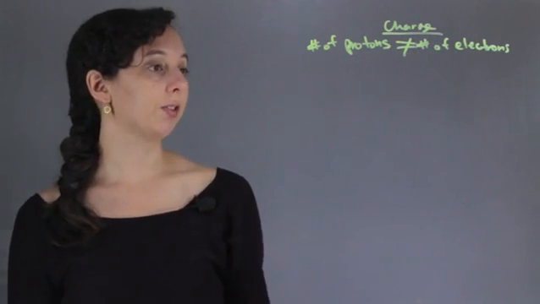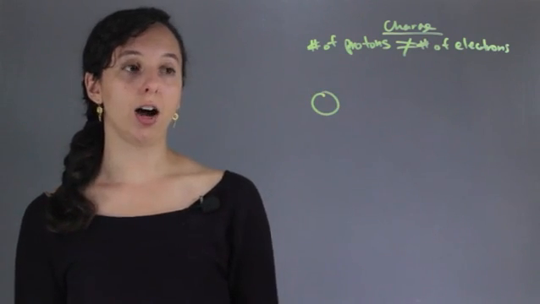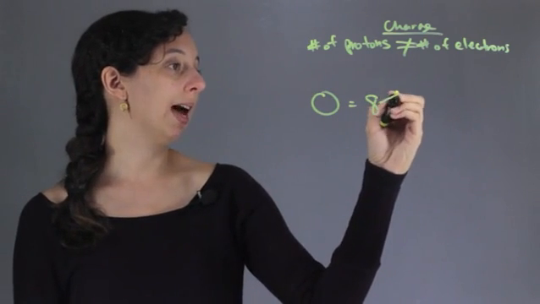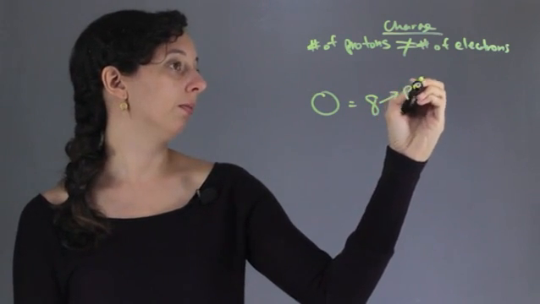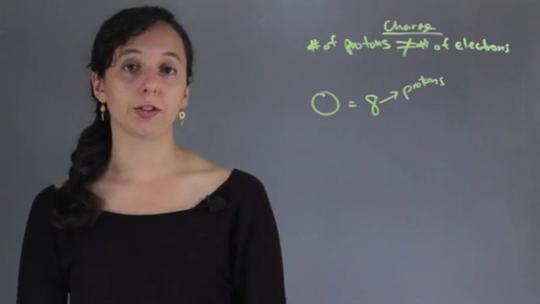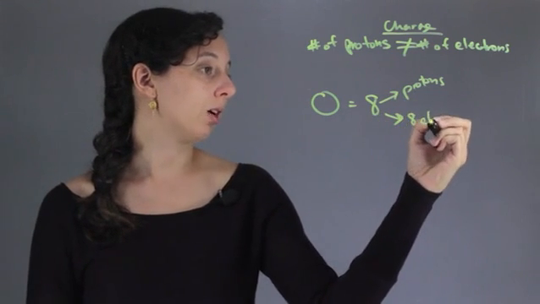Okay, so first, let's say we have an oxygen atom. Now, oxygen is atomic number 8, which means that no matter what, it has to have 8 protons. And for the most part, if it's going to be neutral, that means it's also going to have 8 electrons.